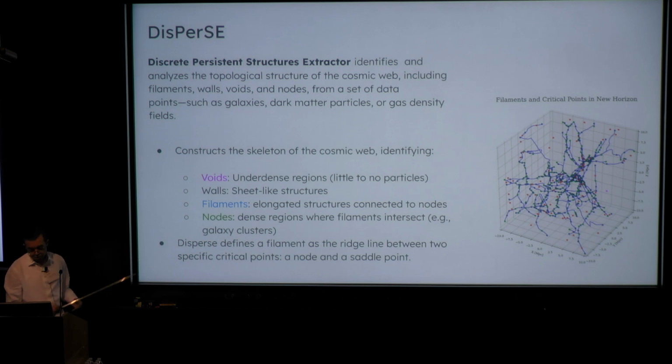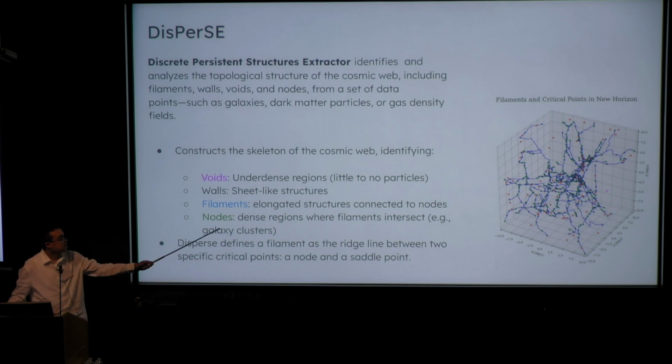Those features being voids, which are underdense regions, there are very few particles, walls, which are sheet-like structures, filaments, which are the elongated structures that we are mostly focusing on, and nodes, these dense regions where filaments intersect. And this, on the right side, you can see the skeleton that is constructed with these specific features.